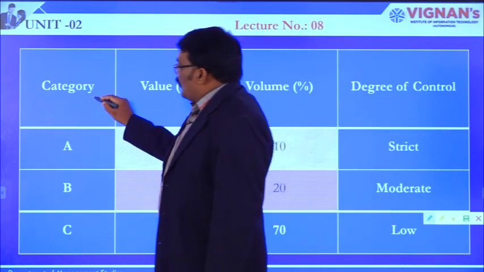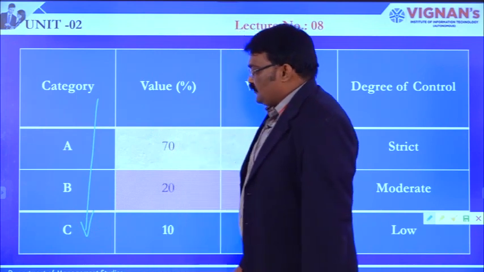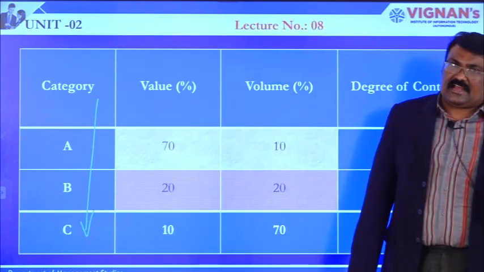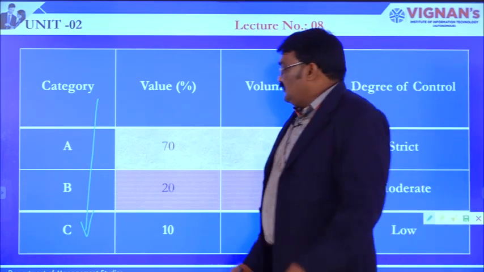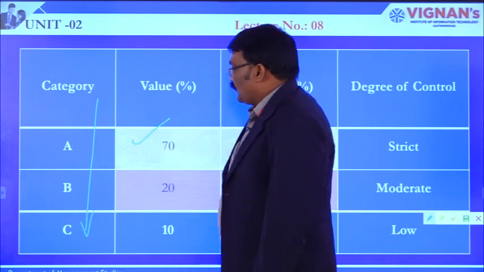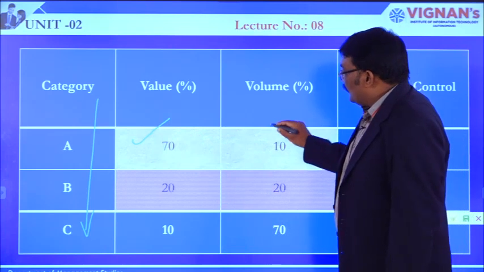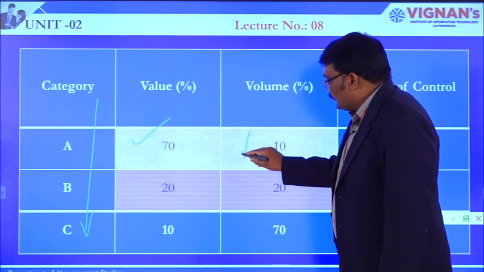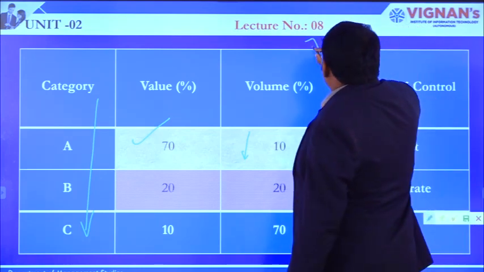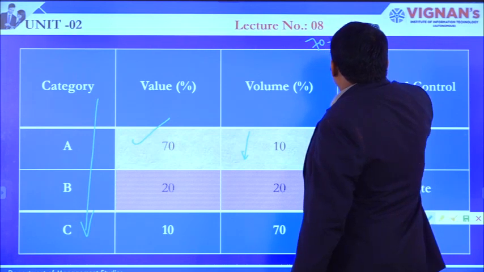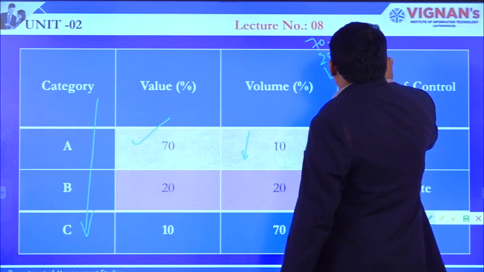Now, according to the category, we would classify according to this. Any raw material is classified under A, B, C categories. And A is what? A is the highest value. In terms of value it is highest, but in terms of quantity, the volume, it is the least. It is the lowest volume. That means 70% will lead to 10%, 20% will lead to 20%, and 10% will lead to 70%.